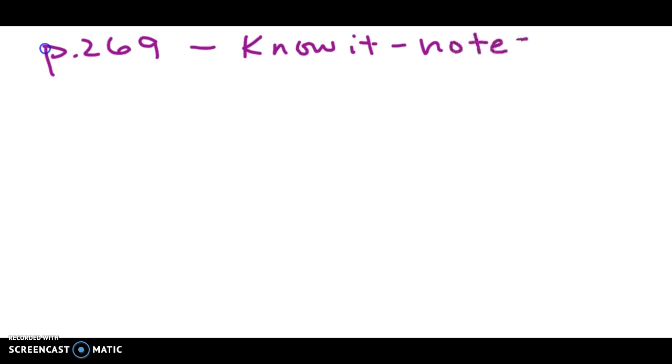Let's go ahead and look at the top of page 269. Those Know It notes. That says you need to know this. So it says if a line has a slope m and a y-intercept b, then the line is described by the equation y equals mx plus b. We know this. This is review for us.